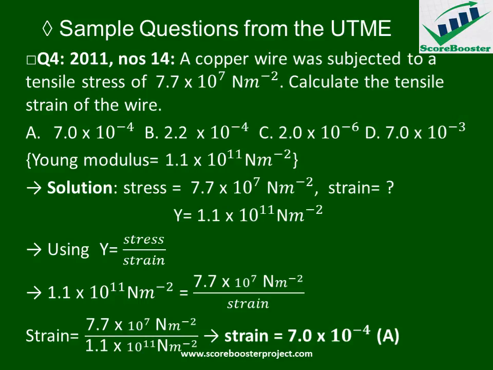So finally we'll have strain equals, 1.1 in 7.7 will give us 7. So that will be 7.0 times 10 raised to power 7 minus 11, and that will give us 10 raised to power 4. So making our answer now to be 7.0 times 10 raised to power minus 4, making option A the correct answer for this particular question.